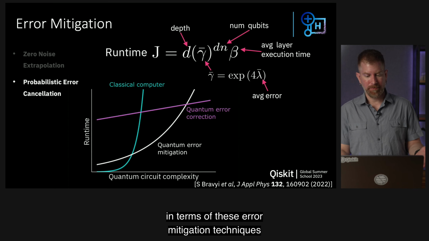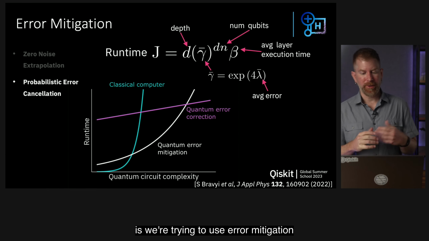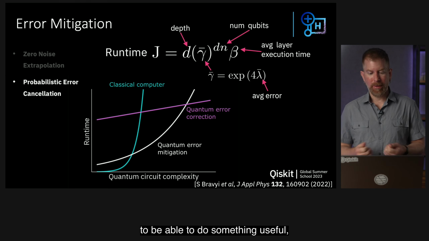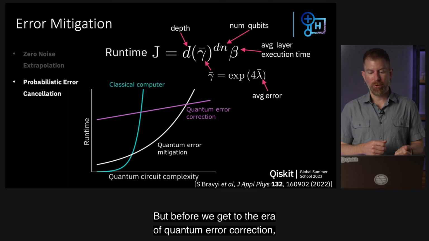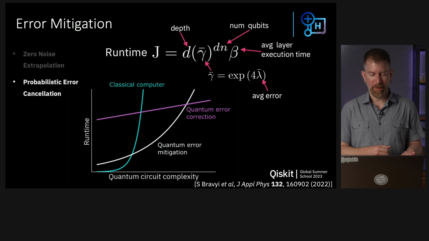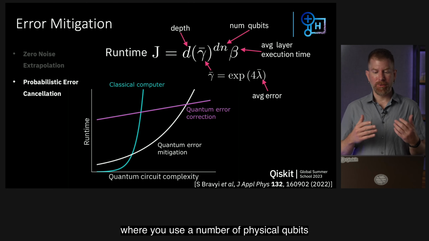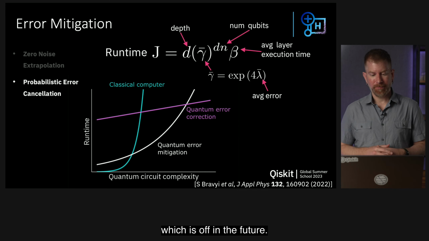And putting it all together, what we are trying to achieve is to use error mitigation in order to extend the reach of noisy quantum computations to be able to do something useful, meaning beyond that of a classical computer. But before we get to the era of quantum error correction, which is defined by a fault-tolerant quantum error correction regime, where you use a number of physical qubits to implement a logical or fault-tolerant qubit, which is often the future.